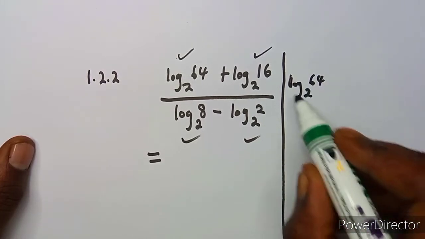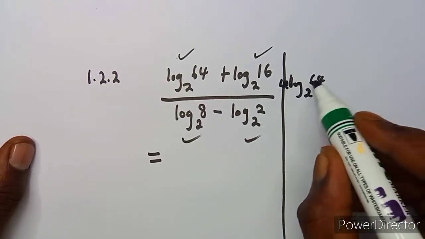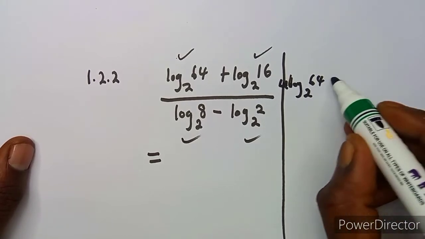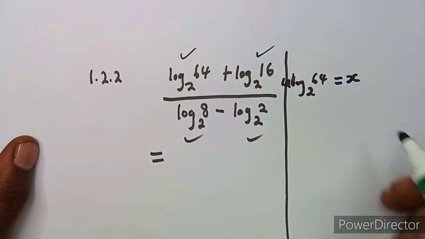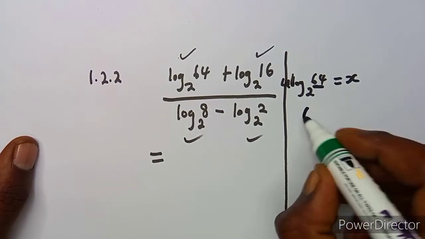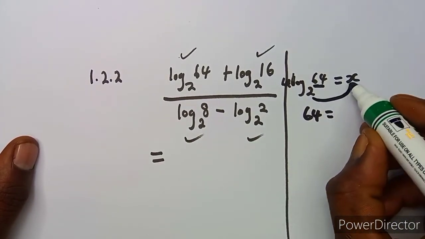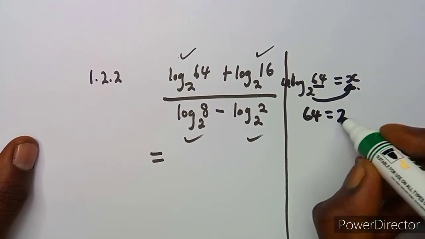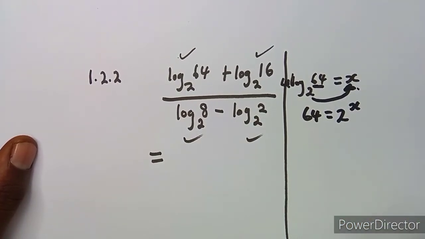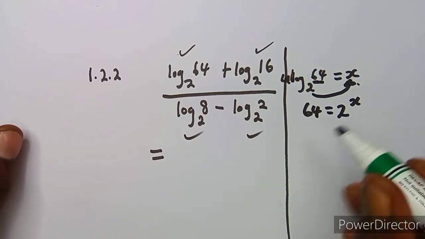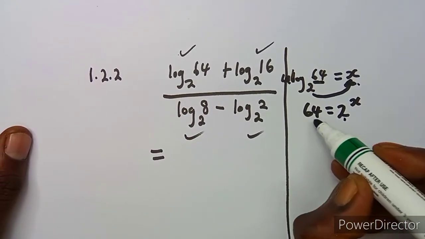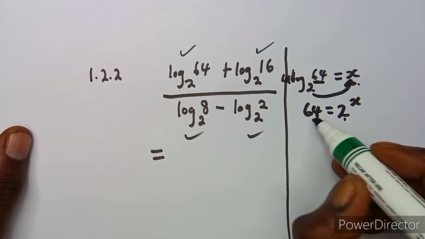Like we did from the last part, we're going to let log 64 in base 2 be equal to x. Remember the concept, guys. So 64, this number, is going to be equal to the base to the exponent of the answer, which is x. So it's 2 to the exponent of x. Okay, so which number in base 2 are we going to raise to give us 64?